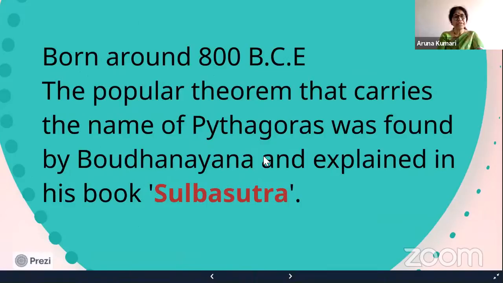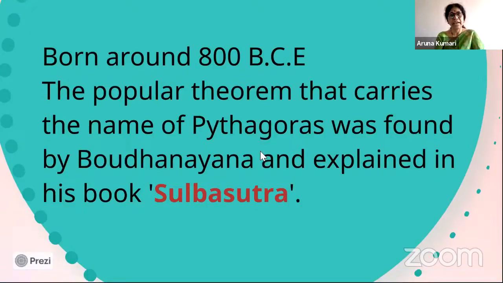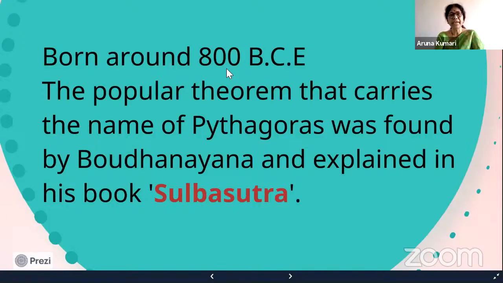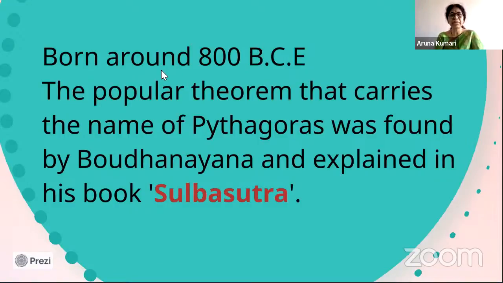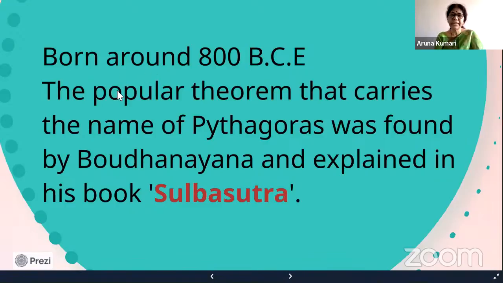Baudhayana is an ancient Indian mathematician. Ancient means he was born around 800 BCE, before the Christ era. That means we can easily say he is an ancient person, but he was a mathematician. What is his contribution?